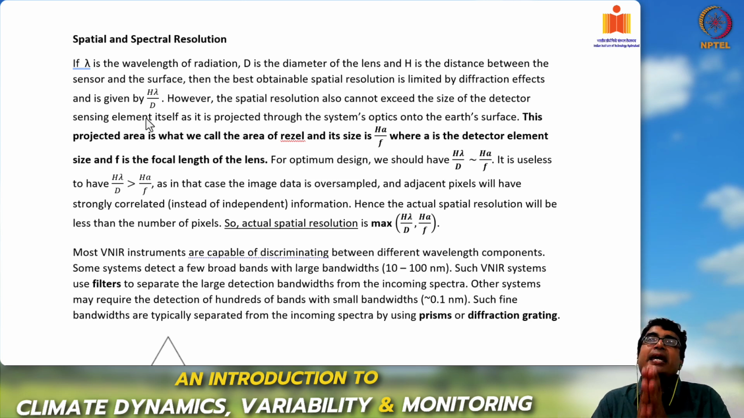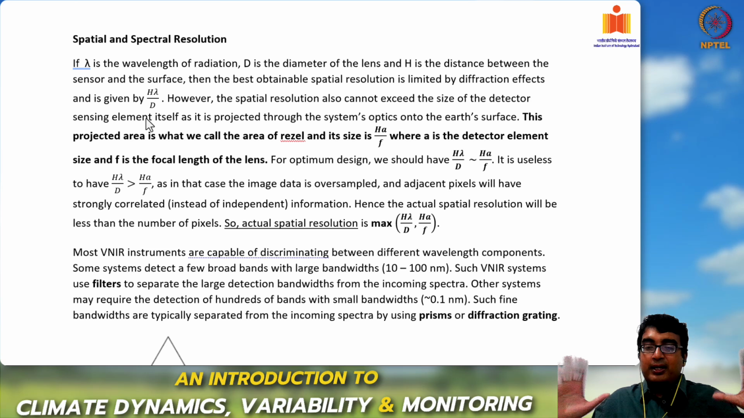So if the area of a photodiode is 1 micrometer cross 1 micrometer, all the photons incident on that photodiode give you a single averaged voltage signal at a given instant of time. And where does this photon come from? It is coming from the solid angle that is projected by the detector area onto the surface of the earth, as modulated by the lens in between the detector and the surface.